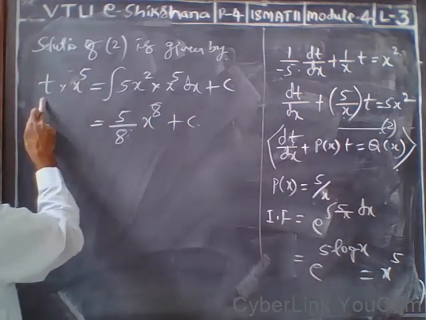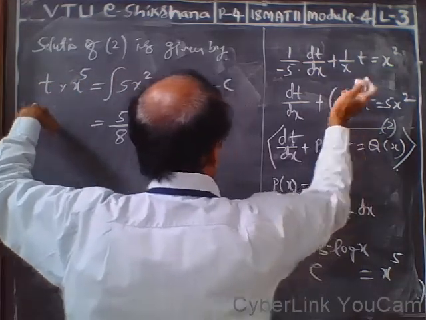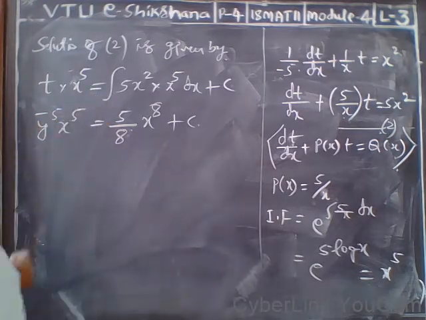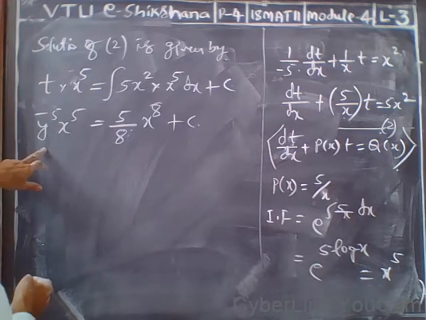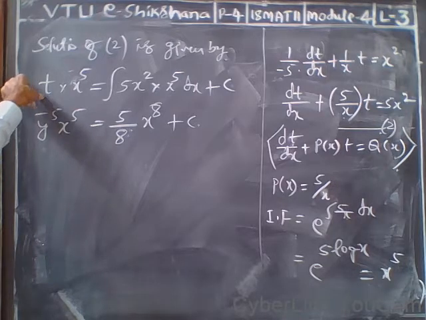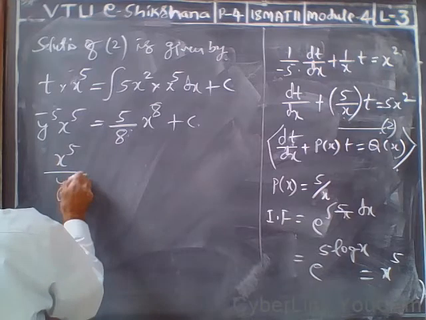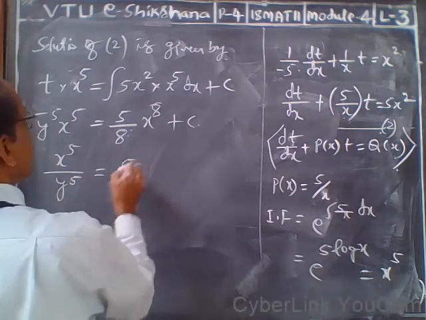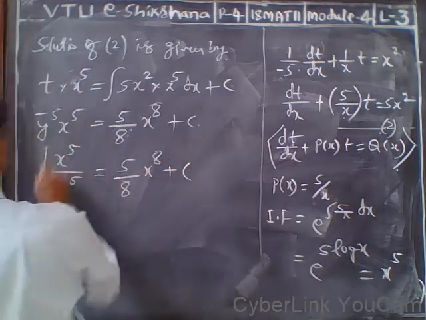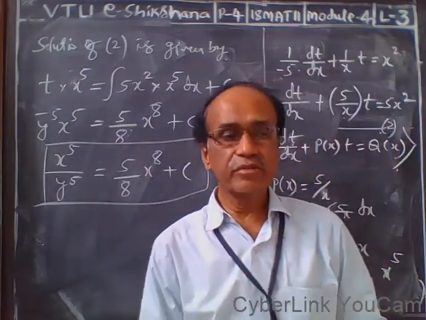In place of t, what is the value you have taken? t is equal to y to the power minus 5, that is y to the power minus 5 into x to the power of 5. It is to be taken because t was selected as the dependent variable and it is to be written back in the same given symbols. That is x to the power of 5 divided by y to the power of 5 is equal to 5 by 8 x to the power 8 plus constant. This is the solution of Bernoulli's nonlinear differential equation.